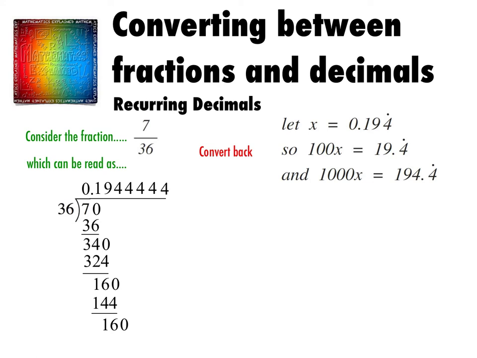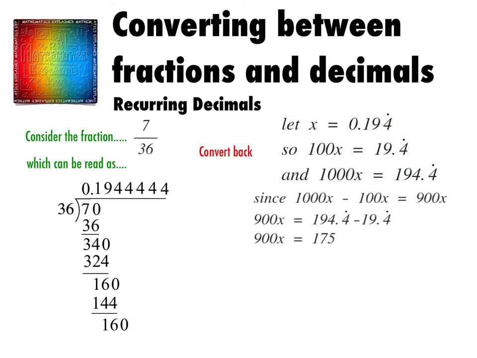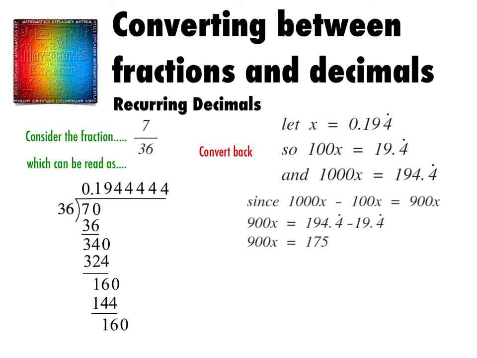Now the reason that I've chosen to do those multiplications is because now I have two numbers here that both have the same recurring part. They both finish with 0.4 recurring. So if I was to subtract one from the other, for example, 1,000x take away 100x, then I'll have 900x left, and then the recurring parts will disappear altogether. So the 0.4 recurring on the end will disappear when I subtract that 0.4 recurring. And then I subtract a further 19 and I get 175.